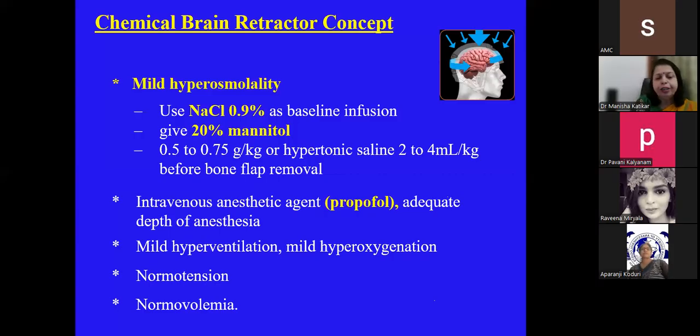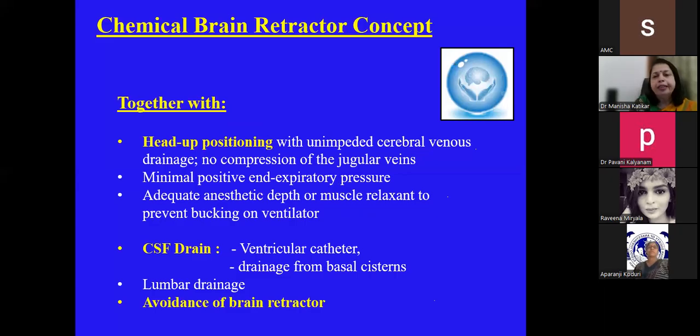Maintain normotension. Maintain normovolemia. And this along with head-up position, taking proper care that there is no obstruction of the endotracheal tube, no compression on neck veins, minimal positive end expiratory pressure, giving adequate depth of anesthesia. And if there is an external ventricular drain put by the surgeon, then CSF drainage by the surgeon himself. You can request the surgeon to drain the basal cisterns to get more space in the intracranial cavity. If there is a lumbar drain, you yourself can remove some CSF so that the brain bulk will be reduced.